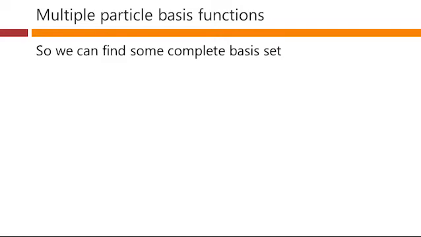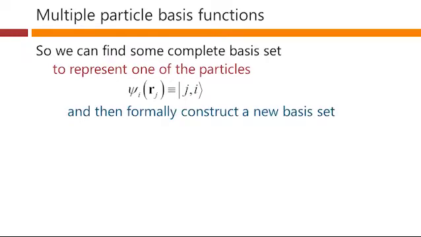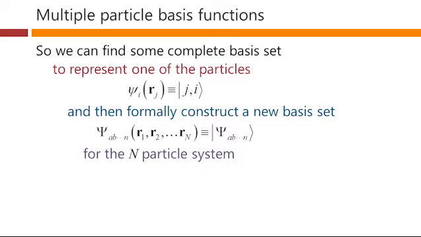So we can find some complete basis set to represent one of the particles, whatever basis we like that is good for representing, say, an electron or a proton or something like that. And we have used J here to be indexing what particle we're talking about, and I is indexing the state that the particle could be in, the single particle state or possibly the mode. And then we can formally construct a new basis set for the multiple particle system using these basis functions for single particles. And then we will have some n-particle system basis functions.